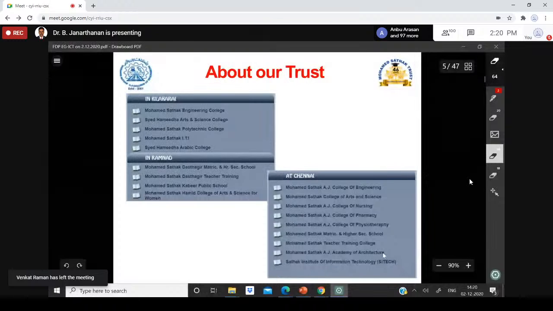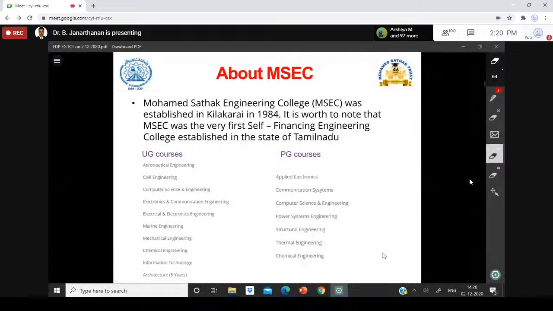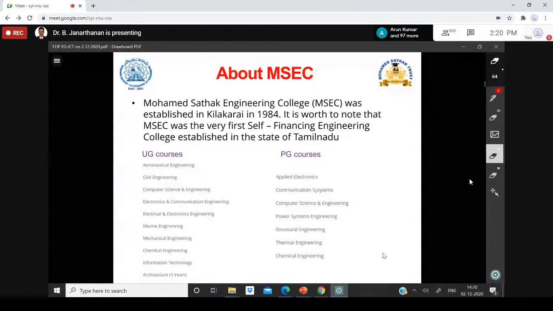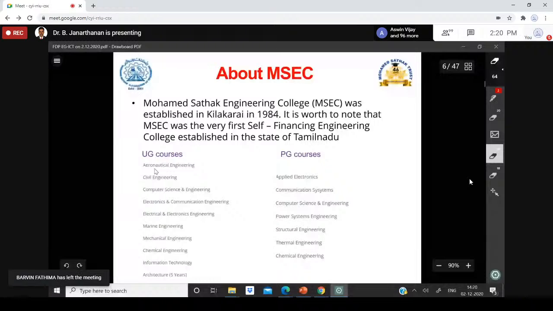So this is about Mohamed Sathak Engineering College, which was established in the year 1984, and it is one of the very first self-financing engineering colleges established in the state of Tamil Nadu, and we offer UG courses from different disciplines. Some of these are very rare disciplines: aeronautical, chemical, marine engineering also offered, apart from architecture. Then these are the 7 PG courses offered at the Mohamed Sathak Engineering College at Kilakarai.